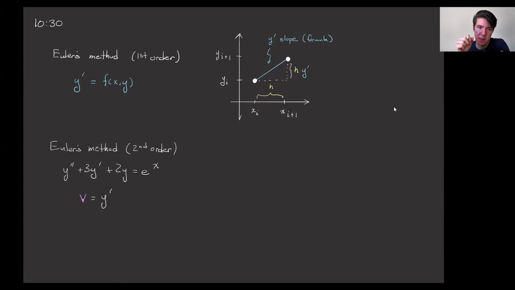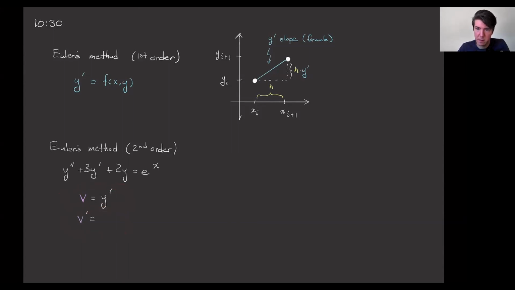Now, if v is equal to y prime, then it follows by taking the derivative on both sides that v prime, and just to make sure you're following me, would you just say in chat, you can private or public, it's up to you. What is v prime going to be equal to? So v is y prime, then v prime is what?